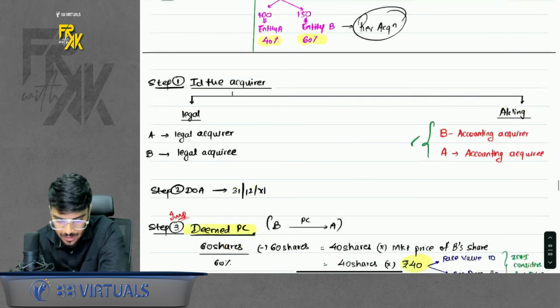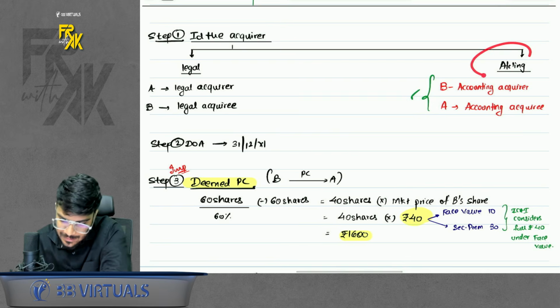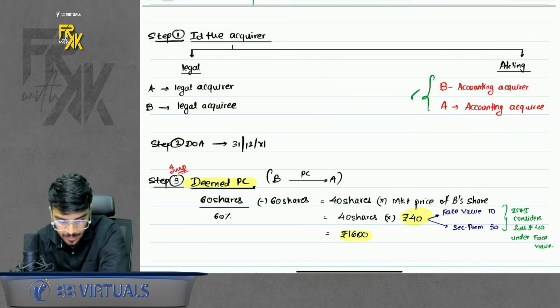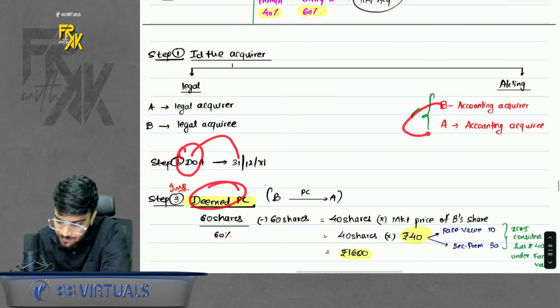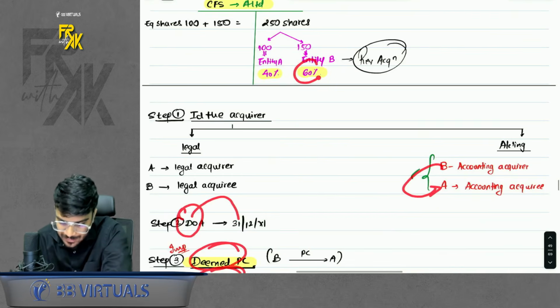How will I solve this? Identifying the acquirer. From the legal point of view we will write, but the main one is the accounting point of view. B is the acquirer, A is the acquiree. Solve the whole question assuming B is the acquirer. Date of acquisition is given. Deemed PC means the PC if B had given the PC to A. So take the opening shares of B. Opening shares of B were 60. Divide by the stake to be maintained.